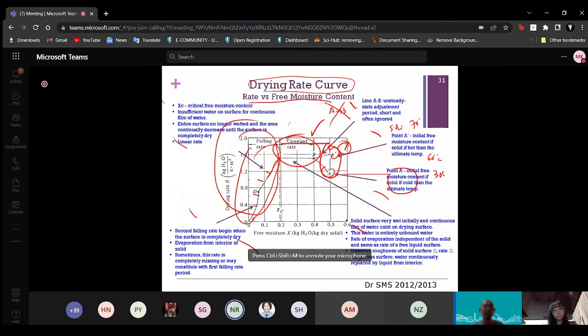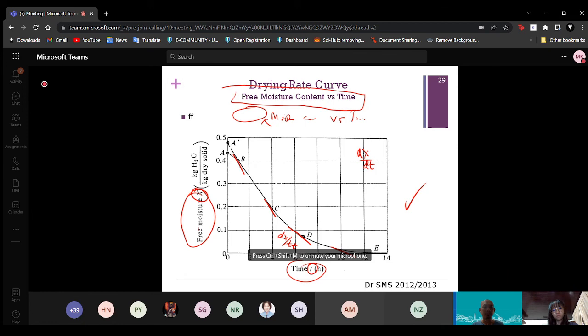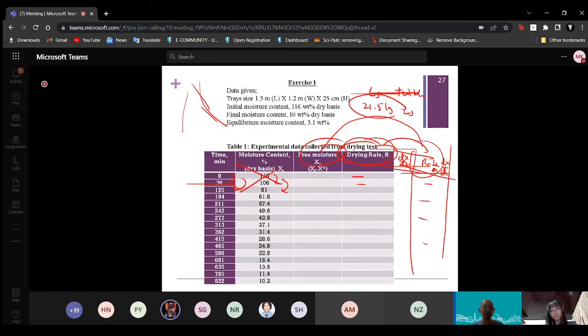Question, I would like to hear a question. Doctor? Yes. Doctor, can you hear me? Yes, clearly. Okay, so Doctor, I want to ask regarding the graph for R versus X.